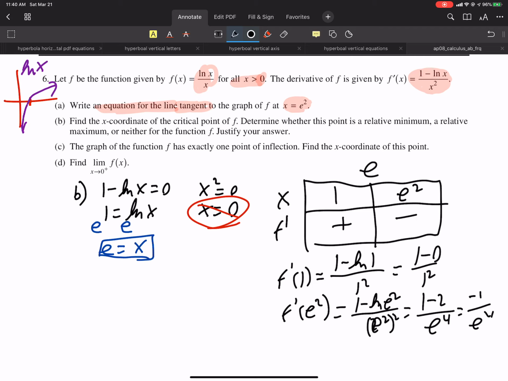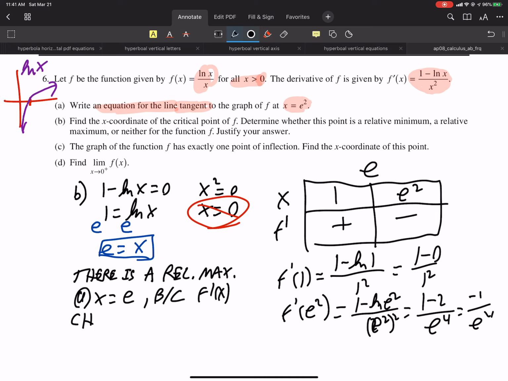Now at e, we realize the derivative changes from positive to negative, so our conclusion: there is a relative maximum at x equal e, and the reason, because f prime of x changes from positive to negative at x equal e. All right, we're done with 2, A and B.